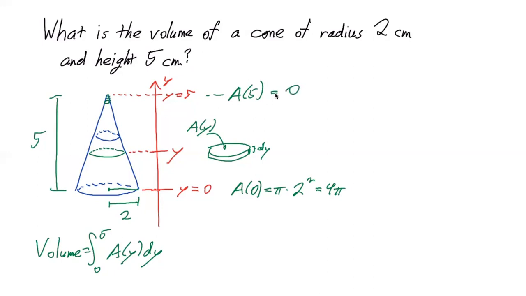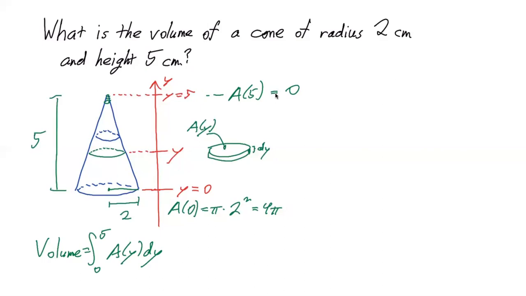So you want something like that, right? It's going to be 4 pi when y is 0. It's going to be 0 when y is 5. And then the real question is, well, what is it in general? And so let me draw this. Let me move this a little bit, actually, just to get it out of the way. So I want to draw the side view.